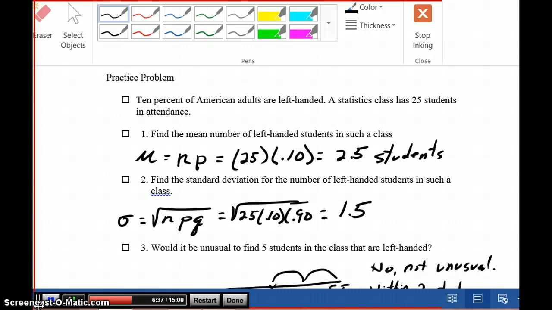Find the standard deviation for the number of left-handed students in such a class. The standard deviation is the square root of npq, which would be the square root of 25, times p, which is 0.10, and the probability of failure would be 0.90. And if I work that out on my calculator, I get 1.5, so that's the standard deviation.